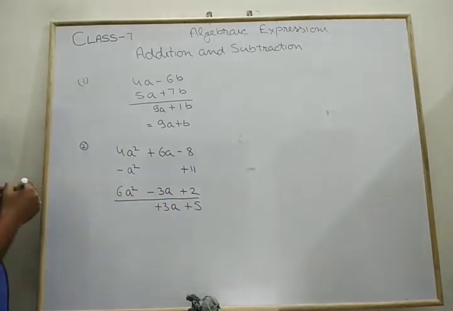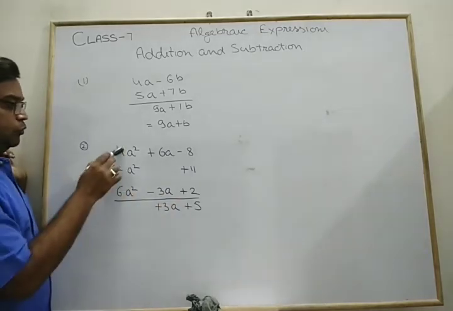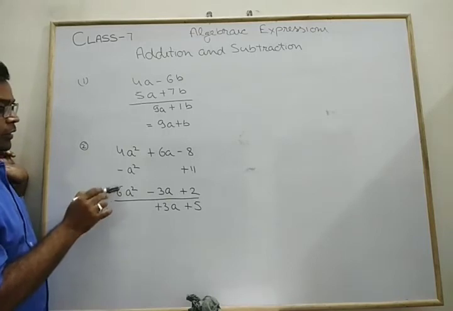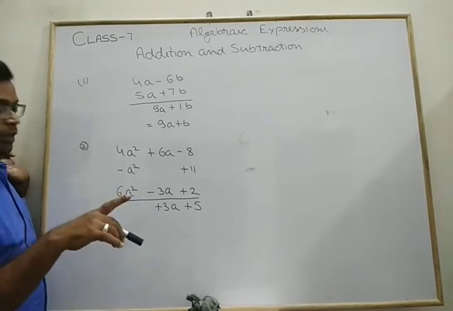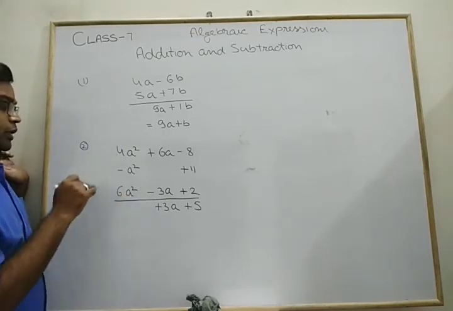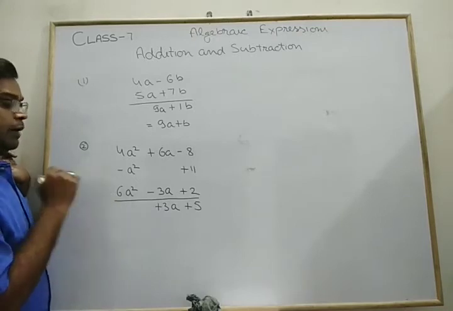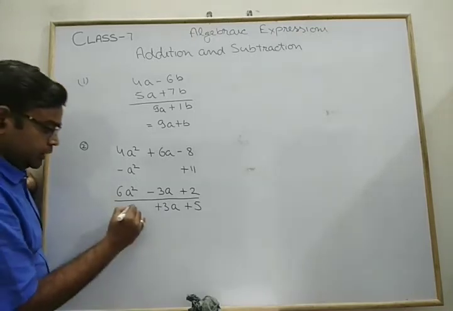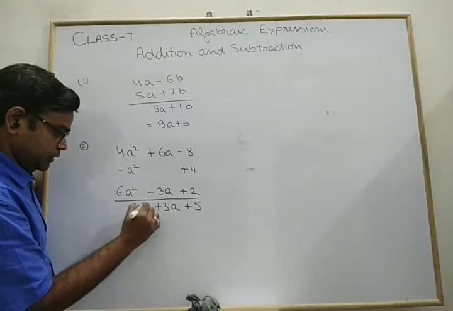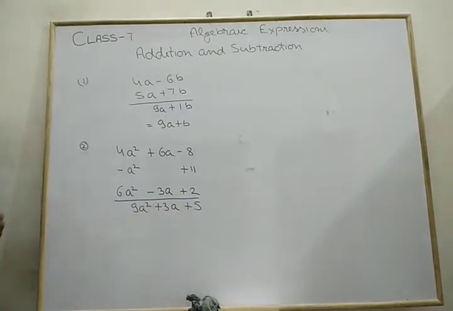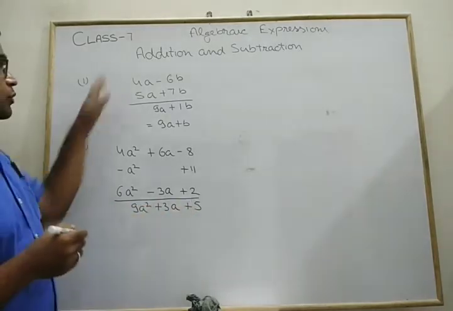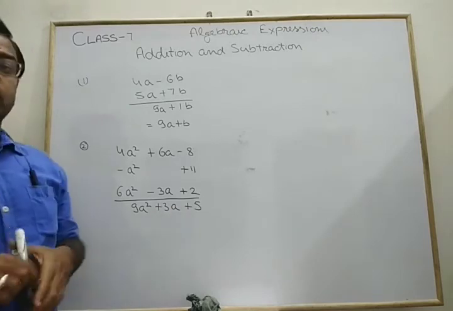Now come to this side. In this case, we have 2 plus signs and 1 minus sign. So first we add same sign together. 6 plus 4, 10a square minus 1. It's a plus 9a square. So likewise, you can solve all the polynomial expressions. This is known as a column method.